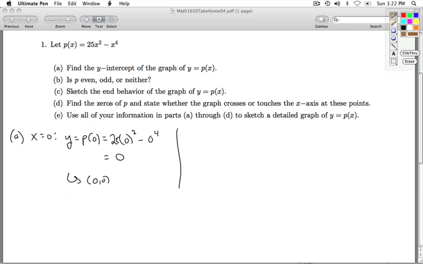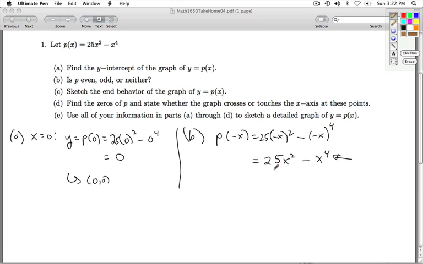Part B, we're asked to determine if p is even, odd, or neither. So to check that, we replace x with the opposite of x. So everywhere we see an x, we're going to replace it with the opposite of x. So it's 25 times the opposite of x squared minus the opposite of x to the fourth power. And now we simplify. That negative squared will give you a positive, so it's 25x squared. And that negative to the fourth is also a positive, so it's minus x to the fourth.